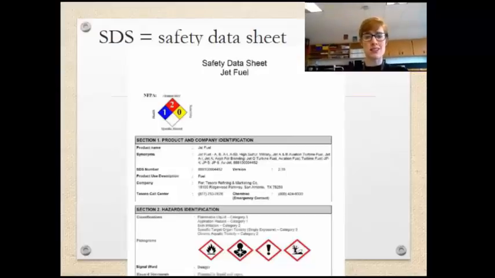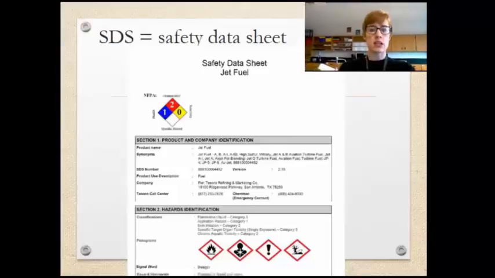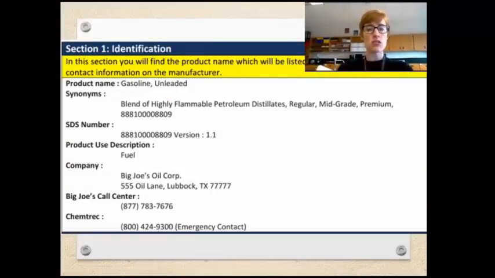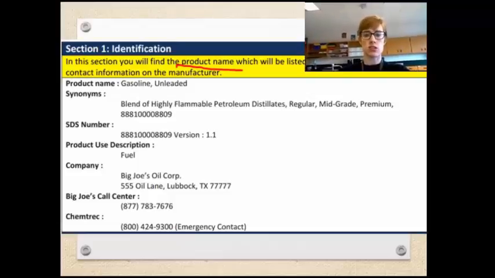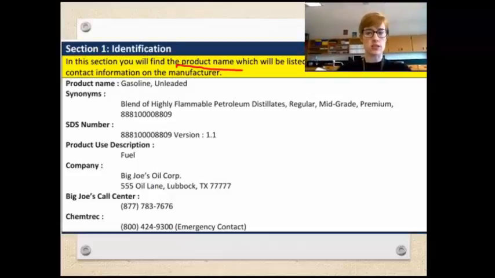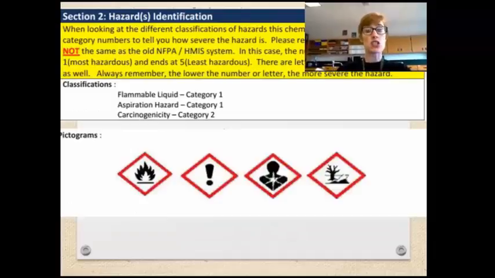Okay, so I'm going to walk you through the important sections. There's a lot of sections in an SDS sheet that you do not need to be aware of. So I'm only going to walk you through the sections that you actually do need to know. So the first section is the identification section. All this section gives you is just the name of the actual chemical. Okay, so if you're trying to find the chemical name, go to section 1 of the SDS sheet.